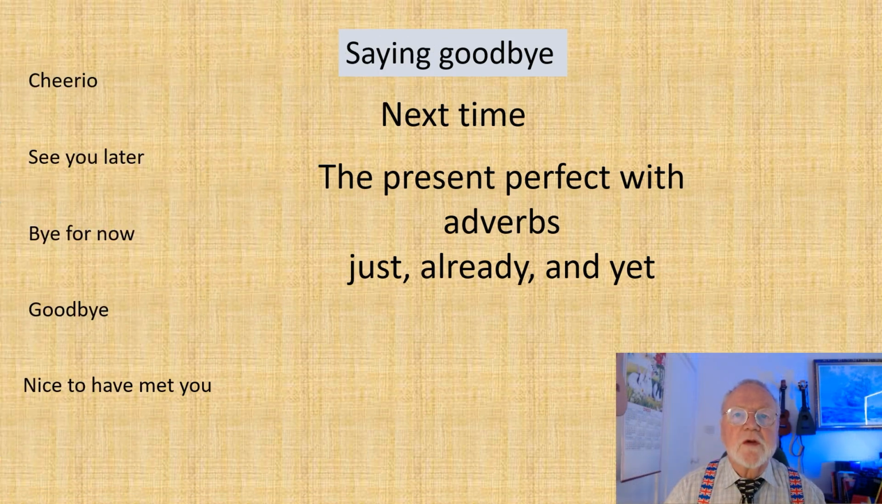Next time we shall have a look at the present perfect tense with the adverbs just, already and yet.